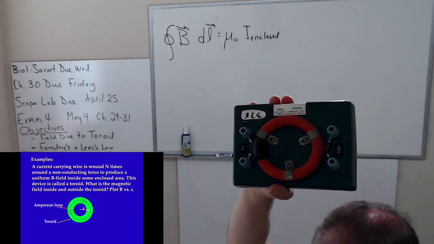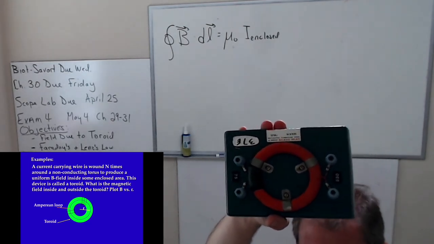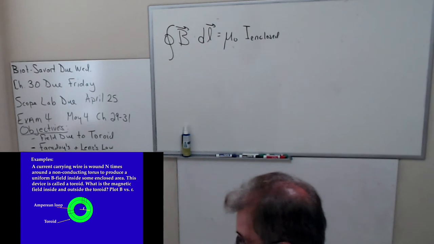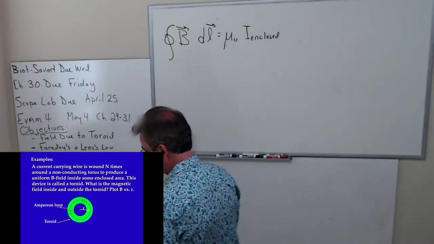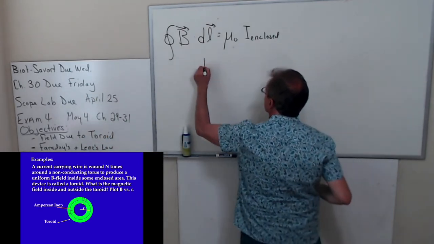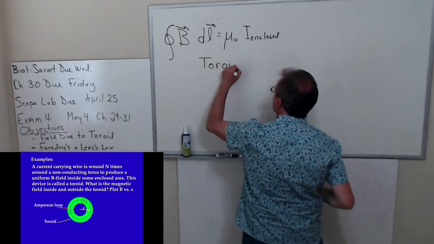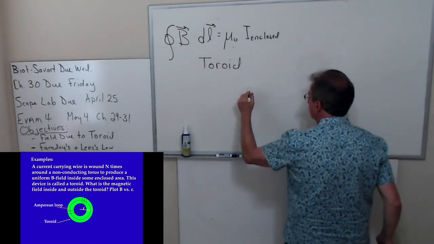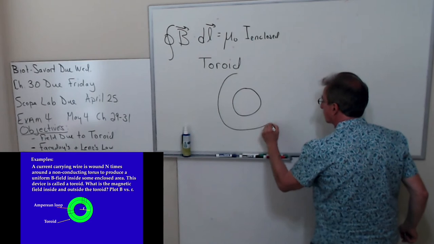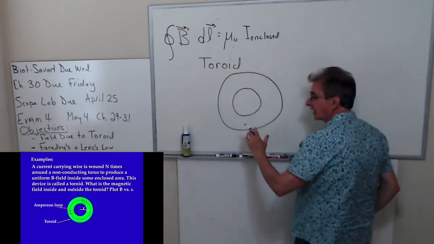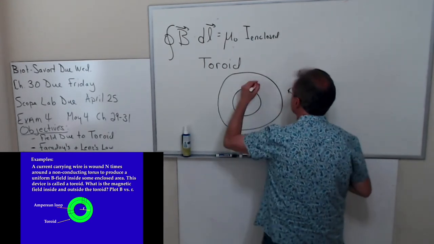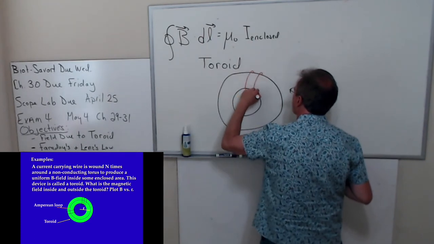So basically, and really this is actually more of a transformer, but this one is designed for being a transformer, but I'm just showing you the shape of this thing. Imagine you're taking the solenoid and bending it so that its two ends come together. So you have something like this. Inside it's empty, it's hollow, and you have a wire wrapped all the way around it.